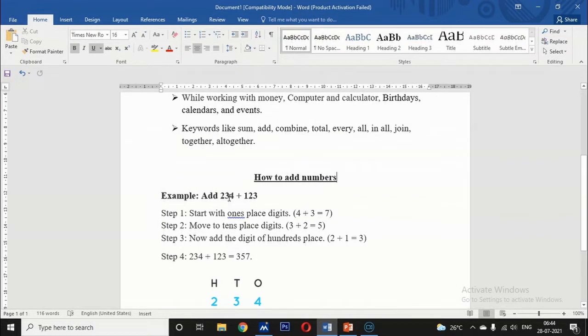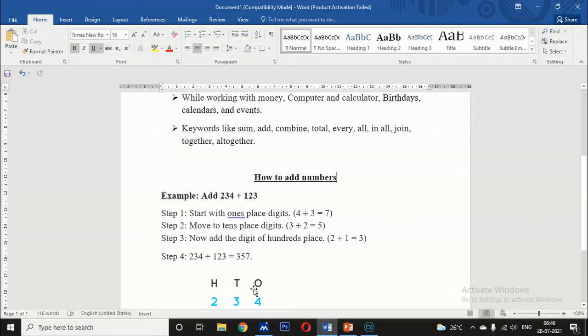Next move to the tens place. The first number's tens place value is 3 and the second number's tens place value is 2. If you add these two numbers, you get 5. Now move to the 100 place. The first number's value is 2 and the second number's value is 1. If you add these two numbers, you get 3. So finally, adding 234 plus 123, you get the sum as 357.